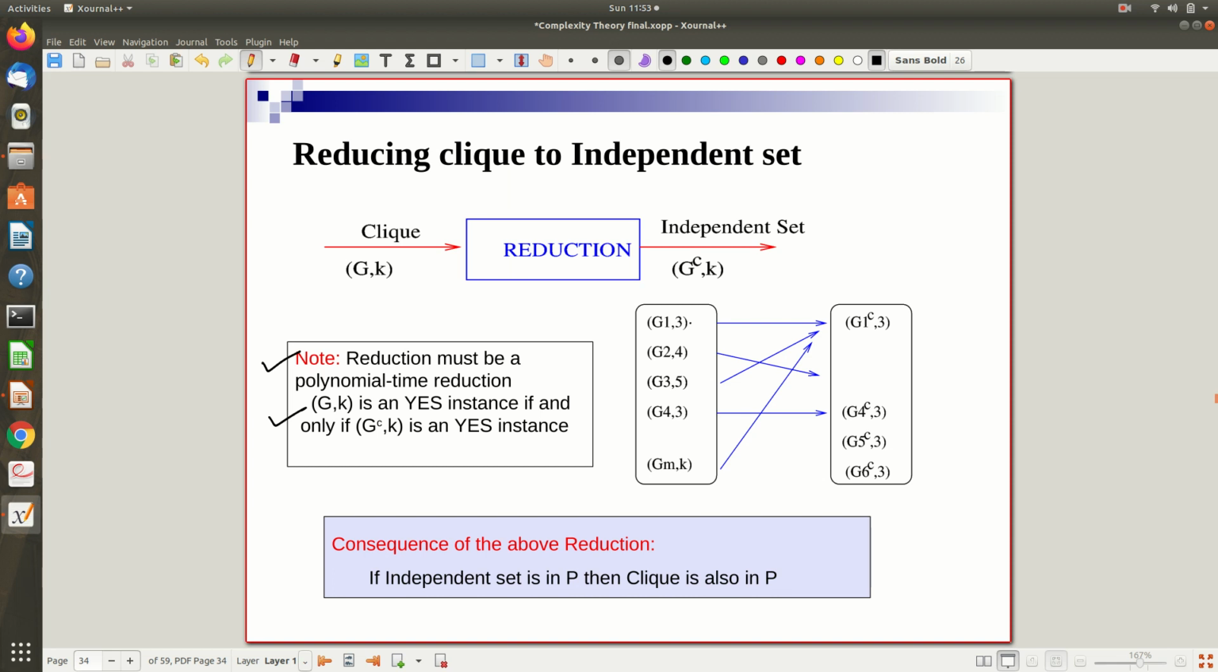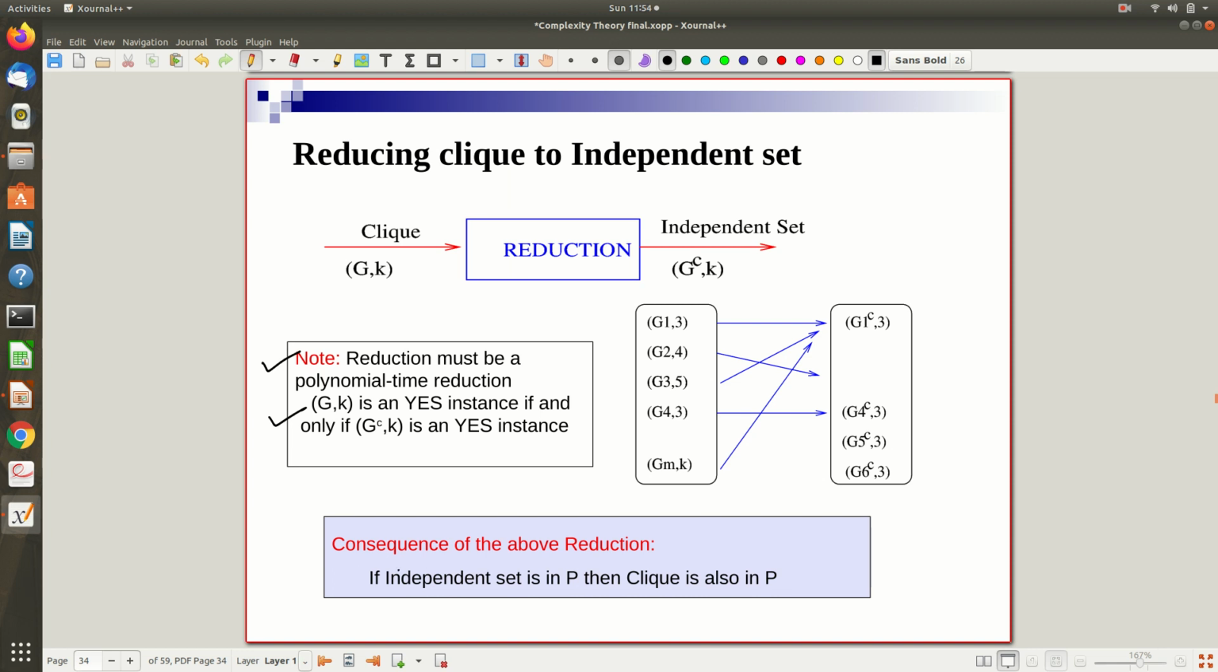So here some of the mapping is given for the graph G1, some random graph. I am trying to see whether there is a clique of size 3. This is one instance to my algorithm, and I am mapping that to G1 complement and asking for an independent set of size 3. So like that. So here some random mapping is given. From some other graph also this same instance may be mapped. So the correct mapping is from G to G complement, and k you have to keep as it is. Okay, so that's all.